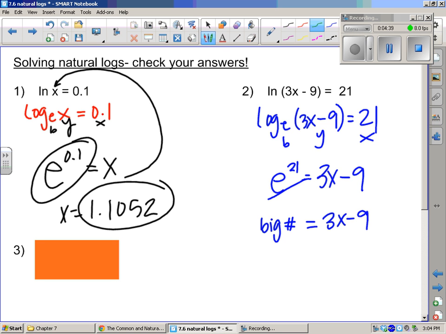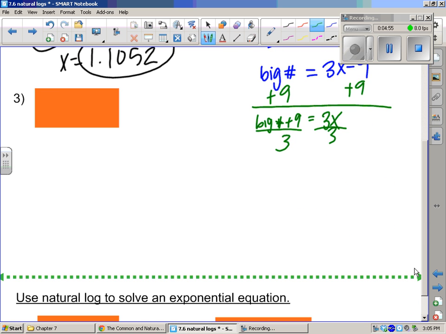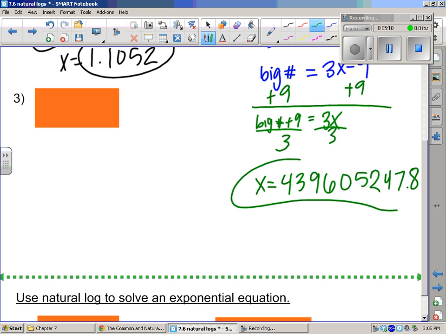And then what algebra steps will we use? Add 9 to both sides. Add 9 to the big number, leave it in the calculator, and then what? Divide by 3. Still big number. Sort of big number now. Yeah. Or actually bigger number. But when we add 9, bigger. Yeah, then when we divide by 3, it's a sort of big number. Alright, I got the calculator out. x equals 439,605,247.8. Yeah, that's a sort of big number. Okay. Anything raised to that big of a power is going to be pretty gigantic.